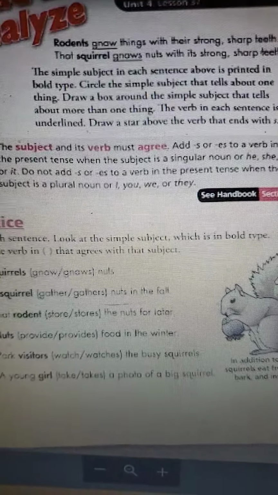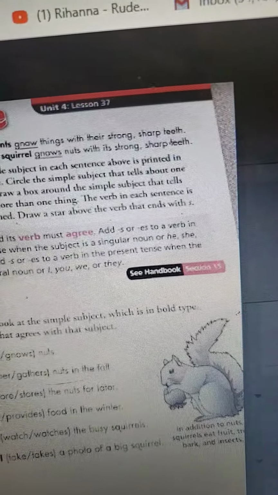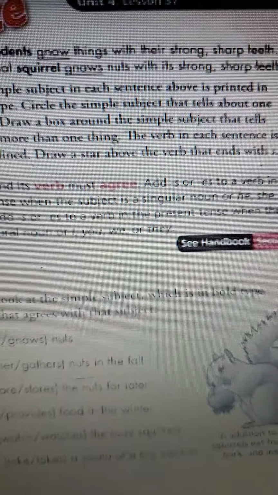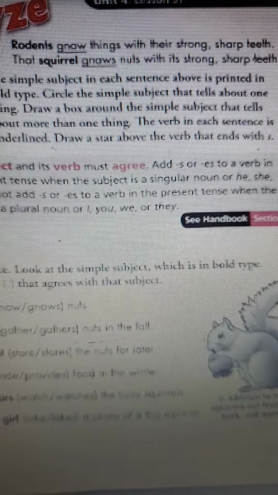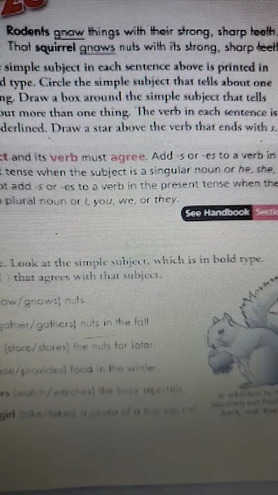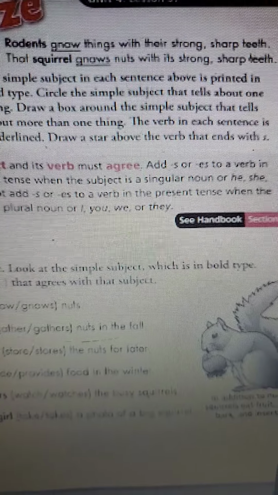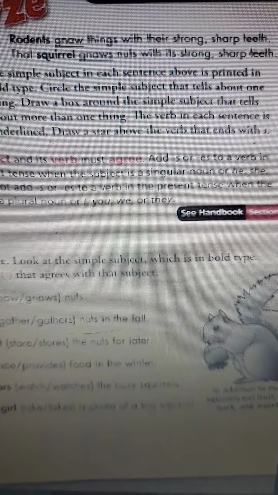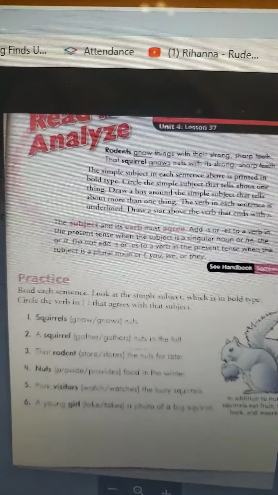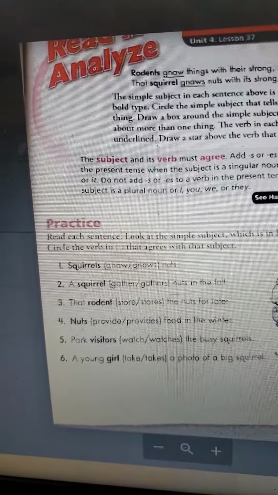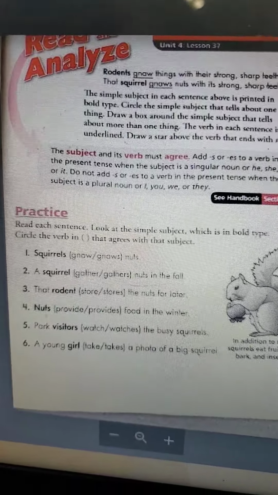Rodents gnaw nuts with their strong, sharp teeth. That squirrel gnaws nuts with its strong, sharp teeth. Okay, so I'm going to show you the easiest way to do this correctly, to show that the subject and the verb agree.